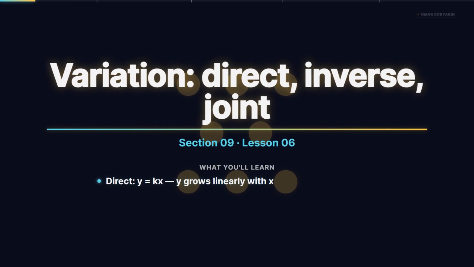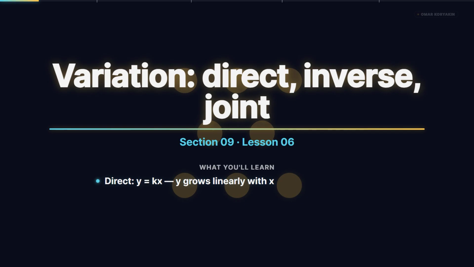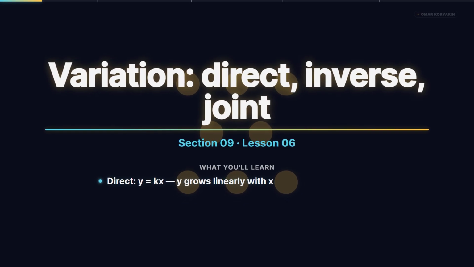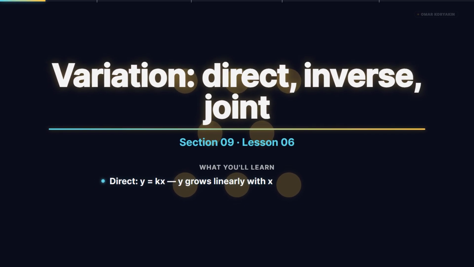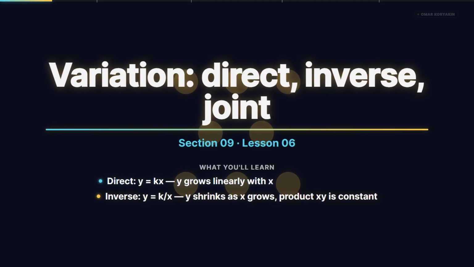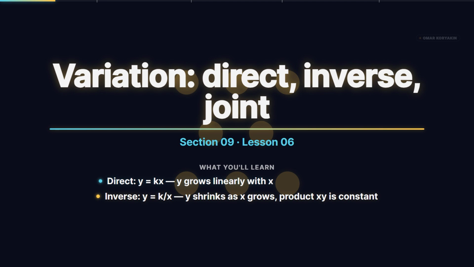the relationship. Direct variation says one quantity equals a constant times another, y equals kx. As x grows, y grows in lockstep. The graph is a straight line through the origin with slope equal to k.